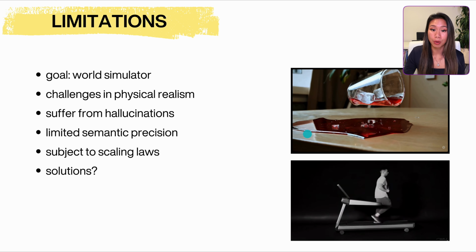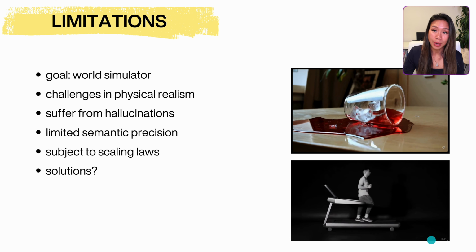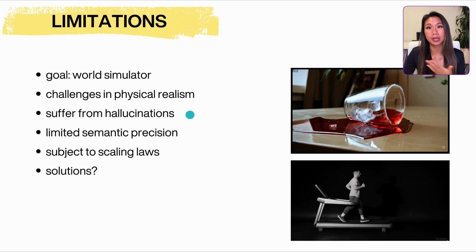As an example, this broken glass and this man running backwards on a treadmill. And much like large language models, large vision models also suffer from hallucinations, sometimes inserting irrelevant characters and objects into the video. And Sora also exhibits limited semantic precision.